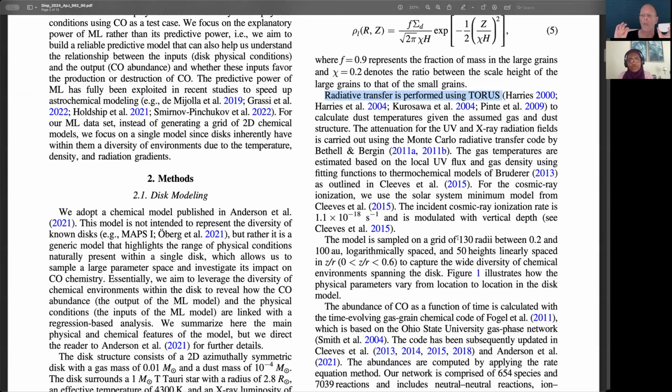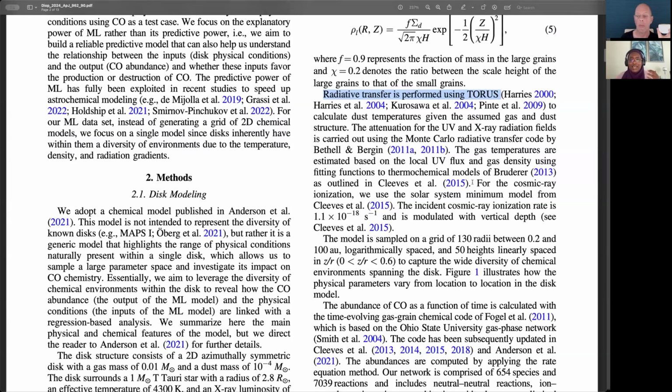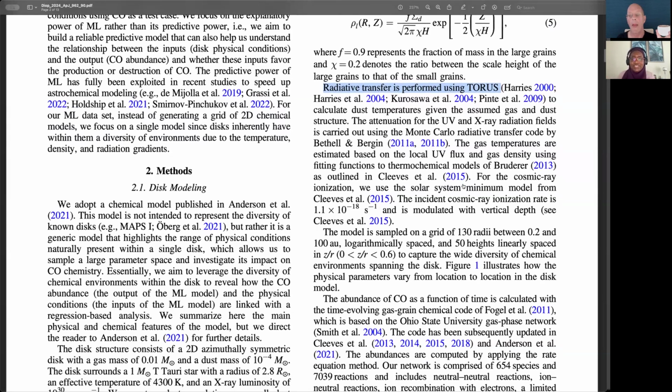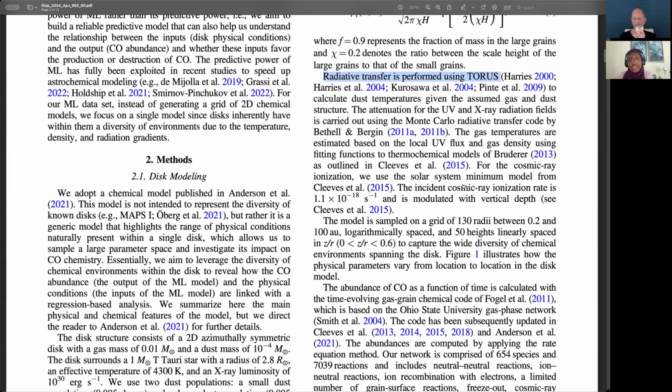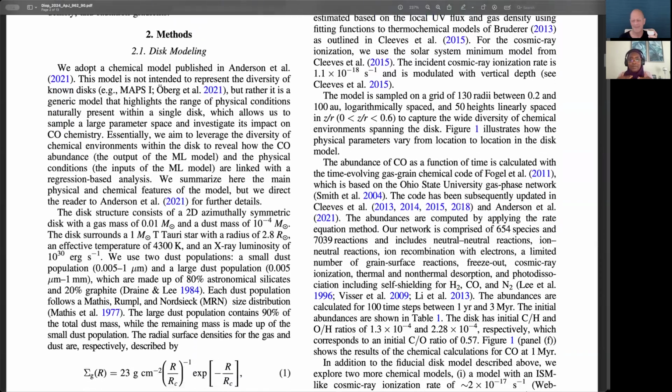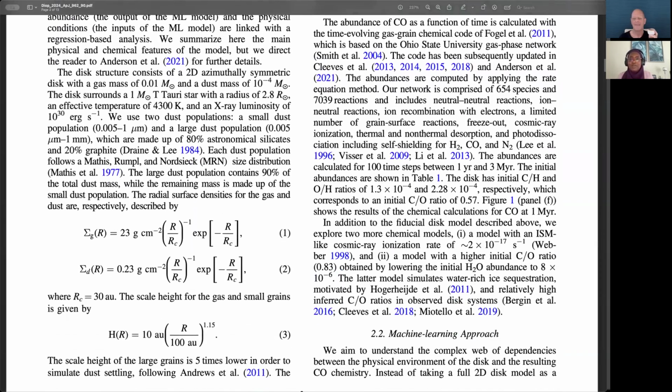Specifically for this work, we use the chemical model by Fogel et al. 2011, which has been modified to include some more reactions and some more high temperature reactions, some surface chemistry, and to make it more diverse. For this chemical model, we give it 654 species as input and 7,000 reactions that are possible between these species, including some reactions on the dust grains. We also give it some input abundances to get started.